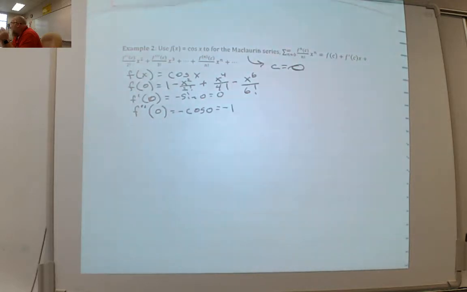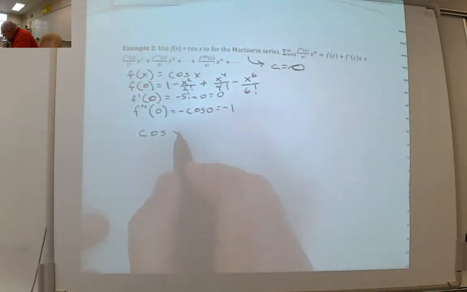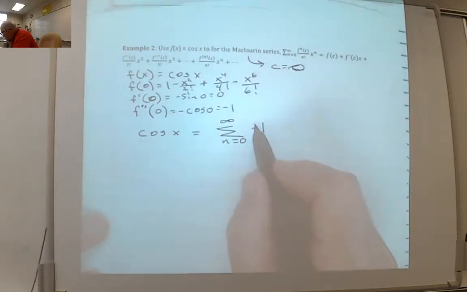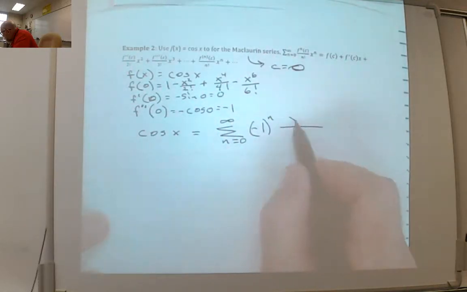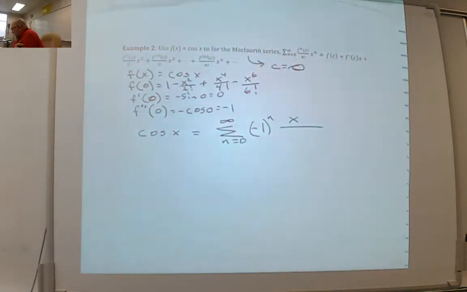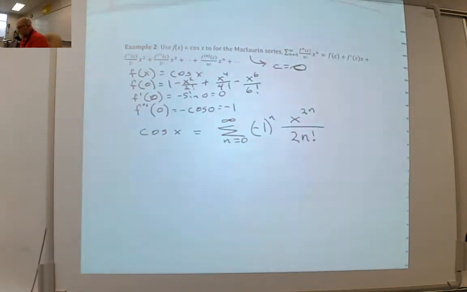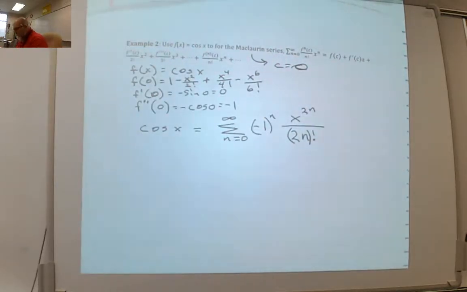Would you agree? So the cosine of x can be described as the sum from n equals 0 to infinity. I got that negative 1 to the nth, correct? Here's x. What am I going to have here? I have evens now, not odds. Every even number is always divisible by 2. So down here we're going to have 2n factorial. Up here I'm going to have the 2n power. Are we okay with that?